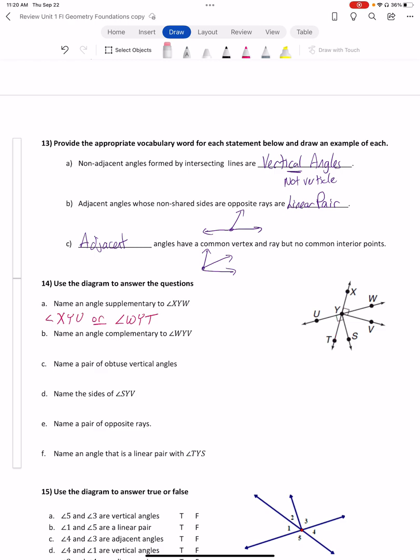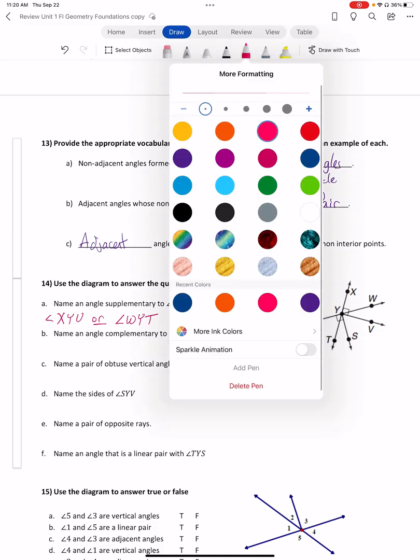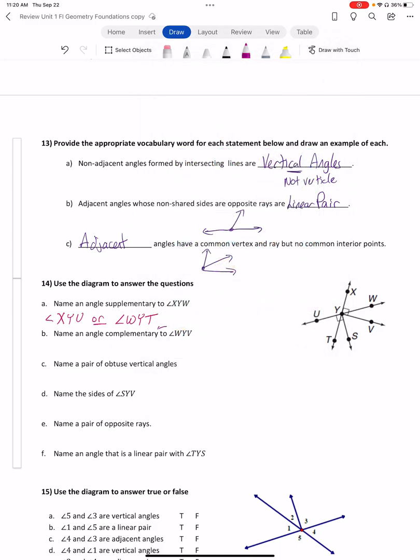Name an angle complementary. So remember, complementary angles are a pair. Okay, and so it's name an angle complementary to WYV. So WYV would be this angle right here. I know this angle is 90 degrees, so an angle that's complementary, and it would be complementary and adjacent, would be this angle right here. So XYW. Or it could be angle WYX.